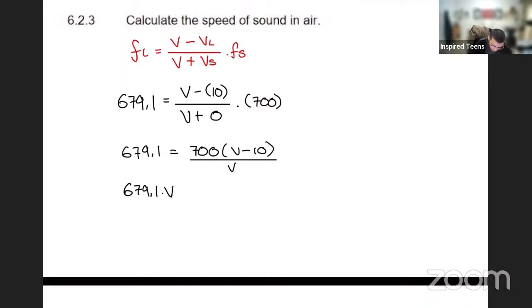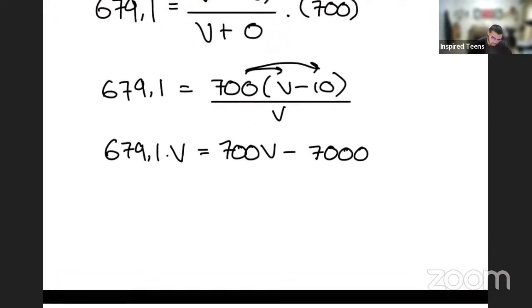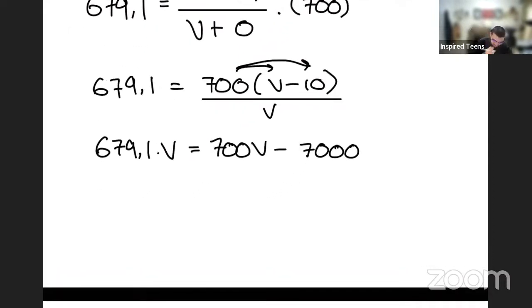679.1 times V is equal to, if I distribute this, 700 V minus 7,000. 700 times 10. Now I get my like terms on one side, and I try to solve. So I can take the 700 over, and it becomes 679.1 minus 700. Sorry, they both have V. Is equal to negative 7,000.